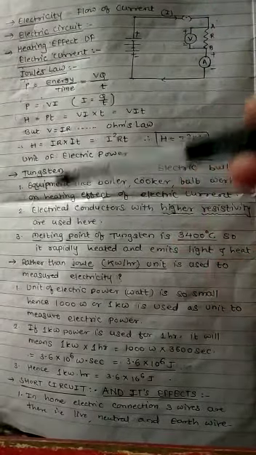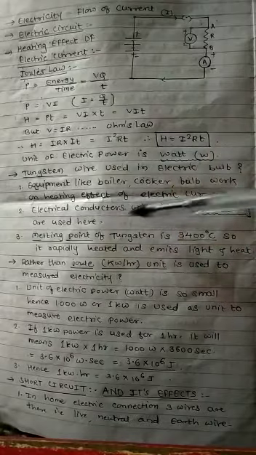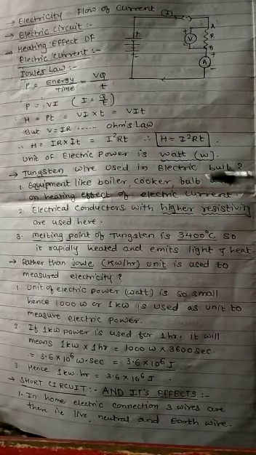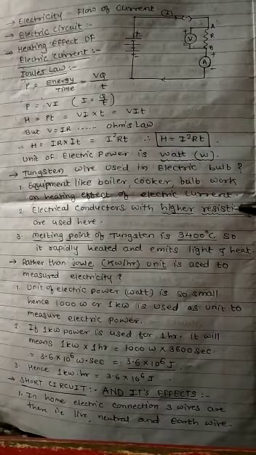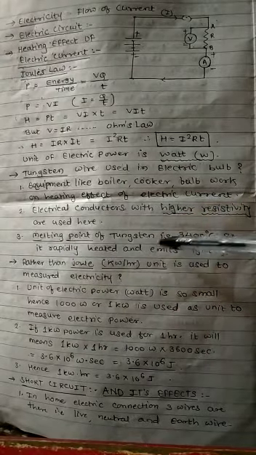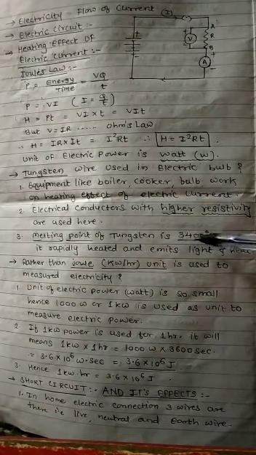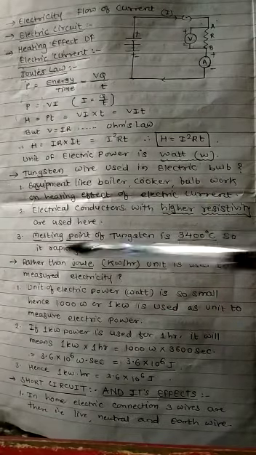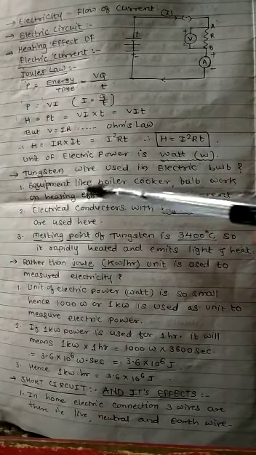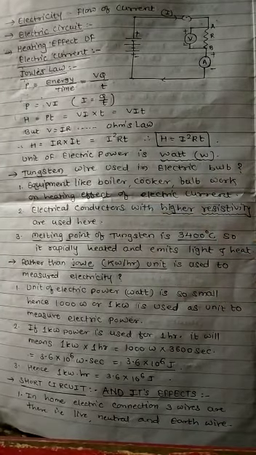Second point, in these equipments, electrical conductors with higher resistivity are used. High resistivity is a property by which you can avoid the excess current, the extra current. Third point, the melting point of tungsten is very high, that is 3400 degrees Celsius. So it is rapidly heated and emits light and heat energy, and that's why tungsten wire is used in an electric bulb.